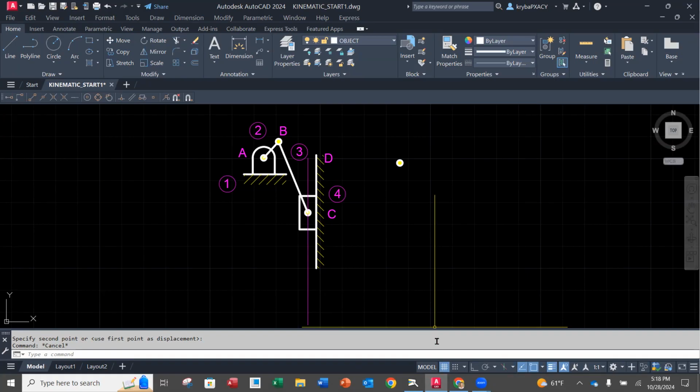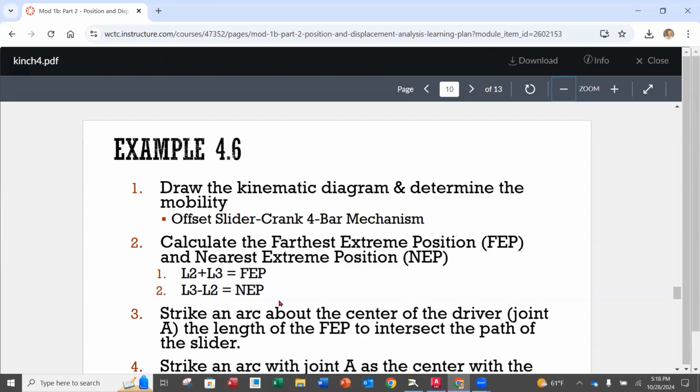Now what we want to do is put this in the limiting positions. Now there are 2 equations for limiting positions. You go back over here. The first one is for the furthest extreme position, and we are going to use the lengths of link number 2 and link number 3, and we're going to add them together.